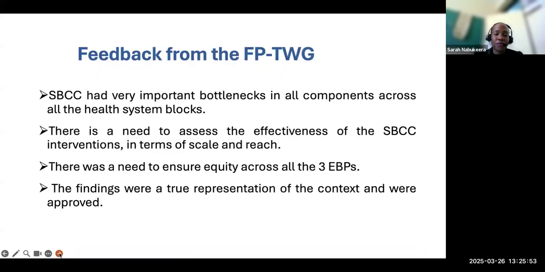So we took these findings from the building workshops. We took the findings to the family planning technical working group that is chaired by the Commissioner, Reproductive Health, Ministry of Health, and we presented them. And the feedback was that SBCC had very important bottlenecks in all components across the health system blocks. And there was a need to assess the effectiveness of the SBCC interventions in terms of scale, that is the geographical scale, but also the vertical scale of institutionalization across the levels of care, and the reach, which population groups were being reached. And there was also a need to ensure equity across all the 3 EBPs, and they agreed that the findings were a true representation of the context and were approved.